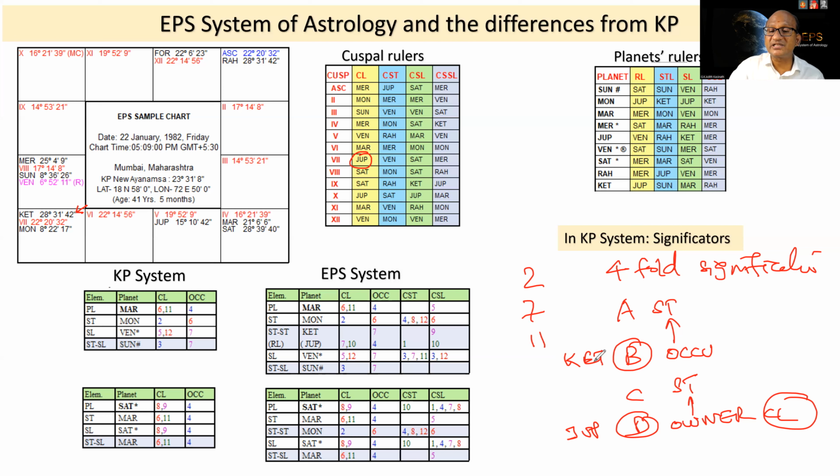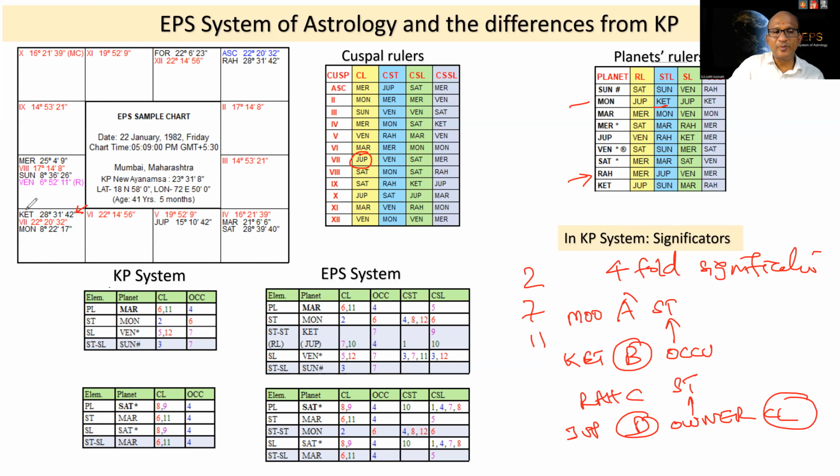Is there any planet in the nakshatra of Ketu? Yes, Moon is in the nakshatra of Ketu. Moon, that is A grade. And is there any planet in the star of the owner of the 7th house, that is Jupiter? Yes, Rahu is in the nakshatra of Jupiter. So for the 7th house, Moon, Ketu, Rahu, Jupiter are the A, B, C, D significators in the order of strength.